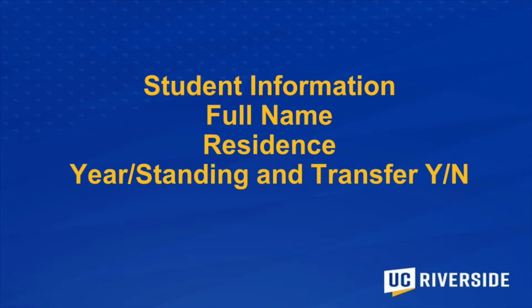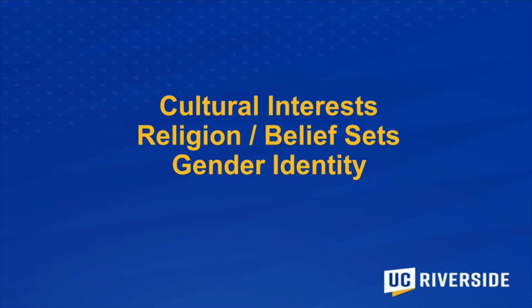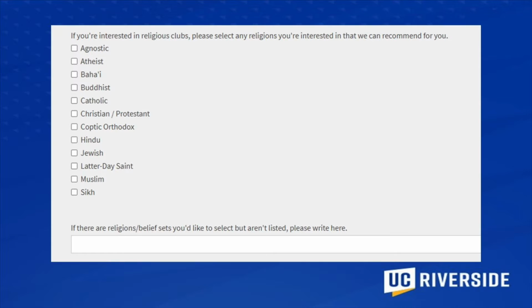We also ask about their class standing and if they're a transfer student or not. This can help us make recommendations, but it also helps with tracking how many transfer students filled out the survey versus traditional first years, for example. On this page of the survey, we also ask questions about identity, which includes their cultural interests, religious interests, and gender identity. We ask an open-ended question about cultural interests, so they can self-identify with whatever that means for them. For religion and belief sets, we provided a checklist of belief sets that we have organizations for, but also gave an open-ended box for them to say anything else that may apply.